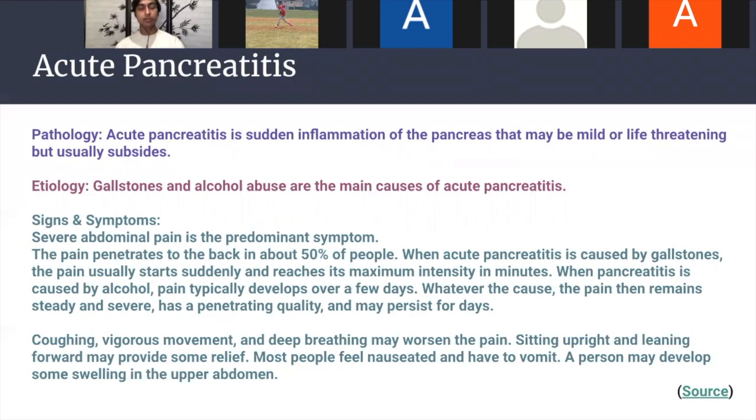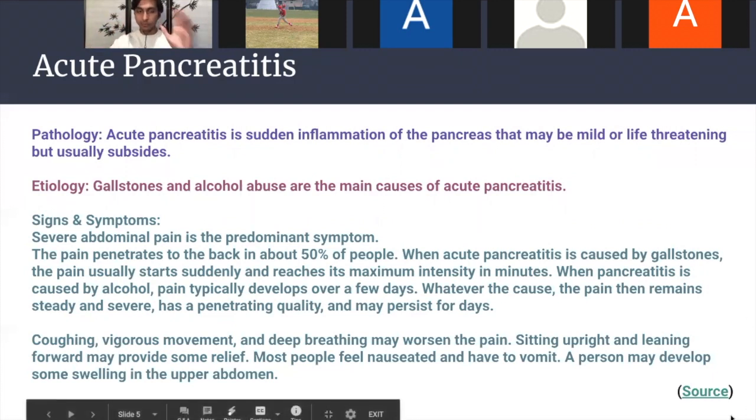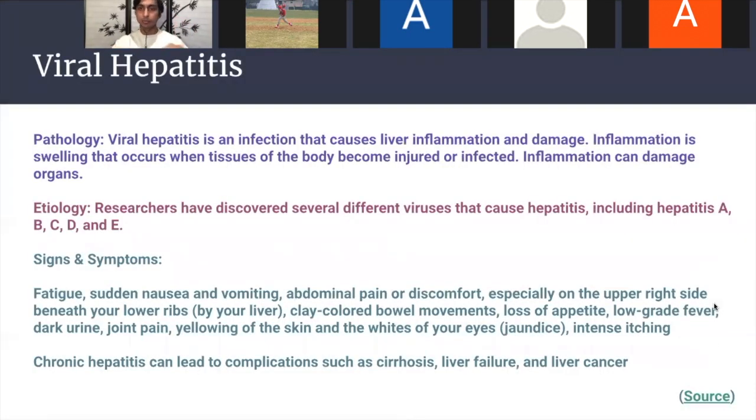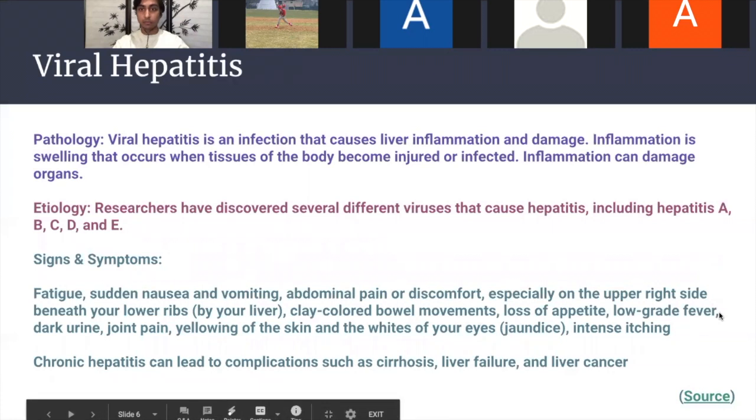What you'll actually notice is that there's a difference based on the origin. You have a different kind of symptom duration. When it's caused by alcohol, the pain develops over a few days. But when it's caused by gallstones, it starts suddenly and it's minutes. These are the kind of things I want you to be looking at as we go through this. I'm going to start going a little bit faster, but really be aware of these important distinctions. You can read a little bit more about it. There's a source at the bottom left as well.